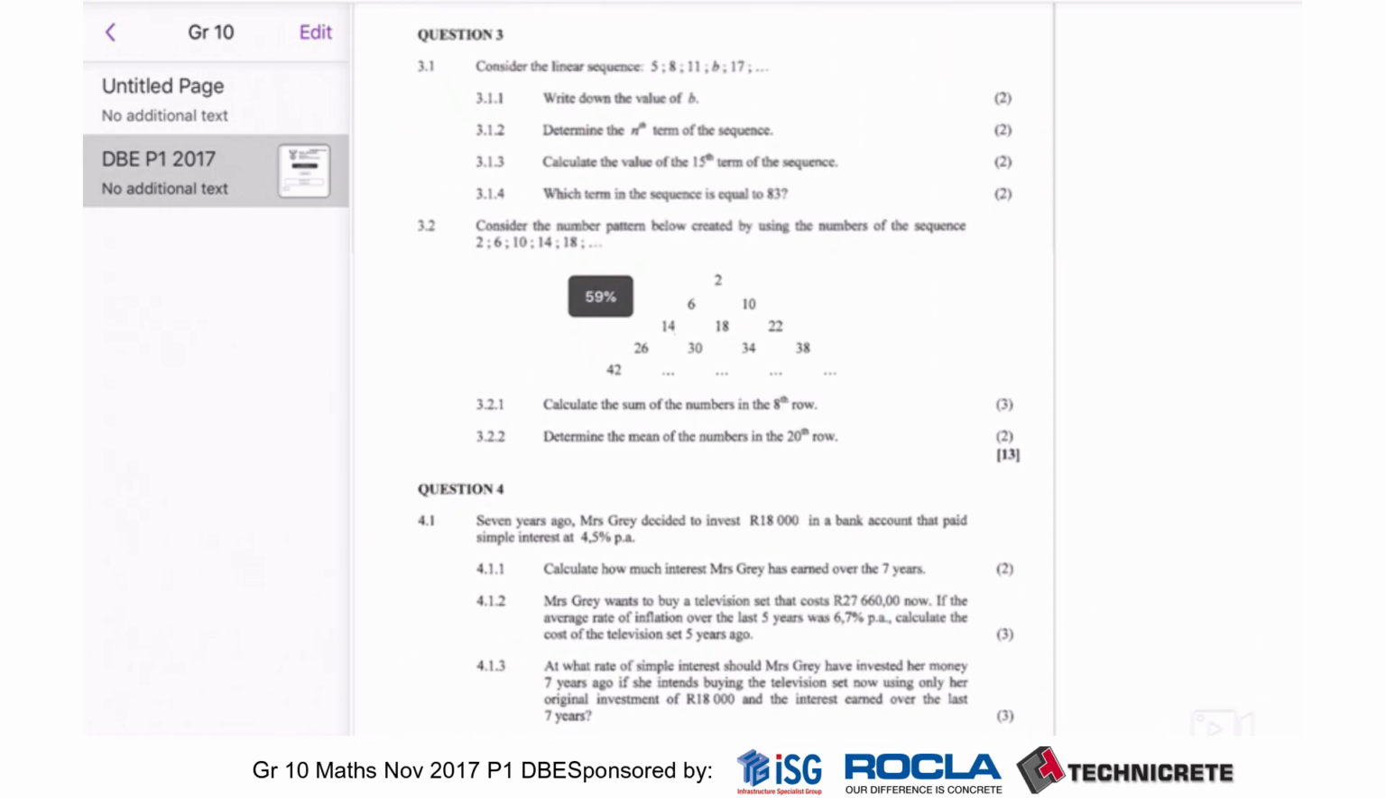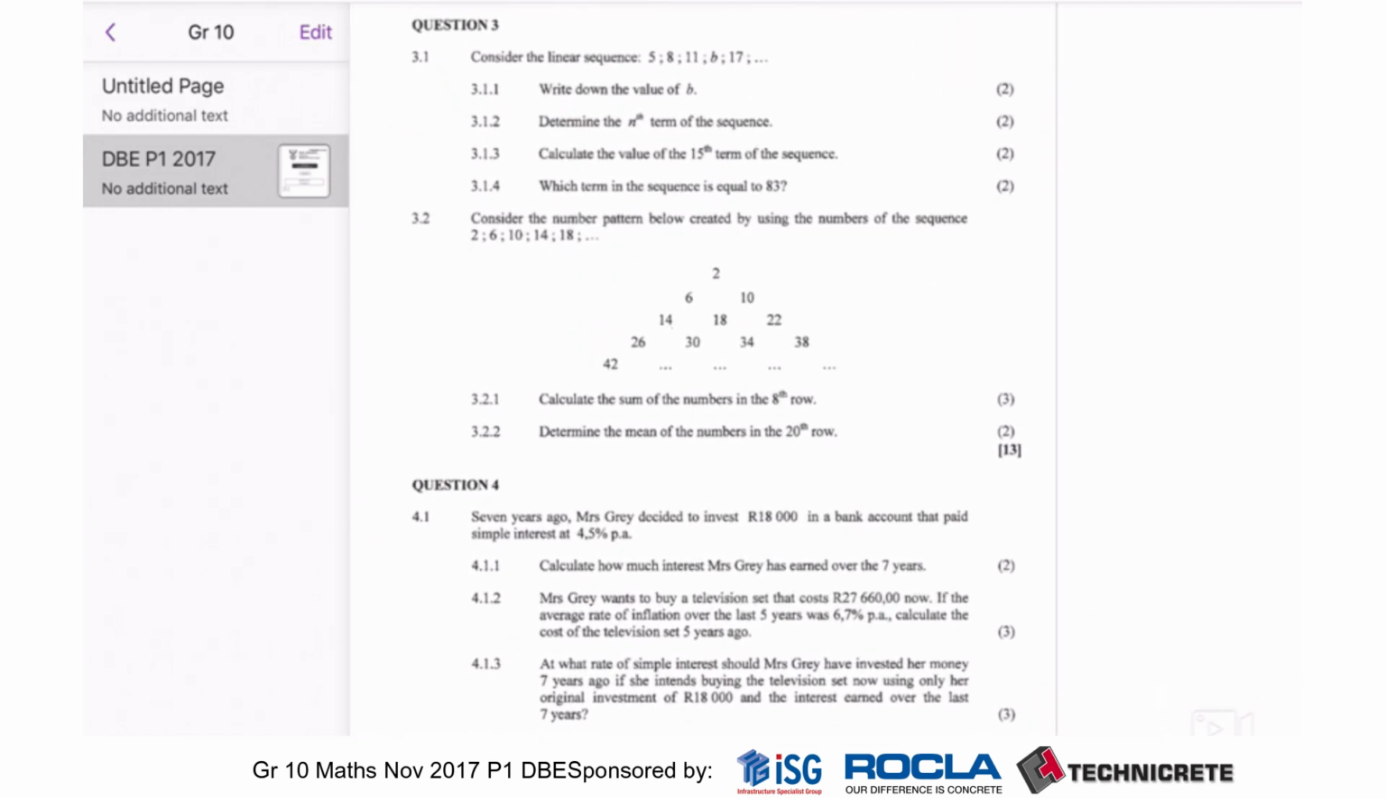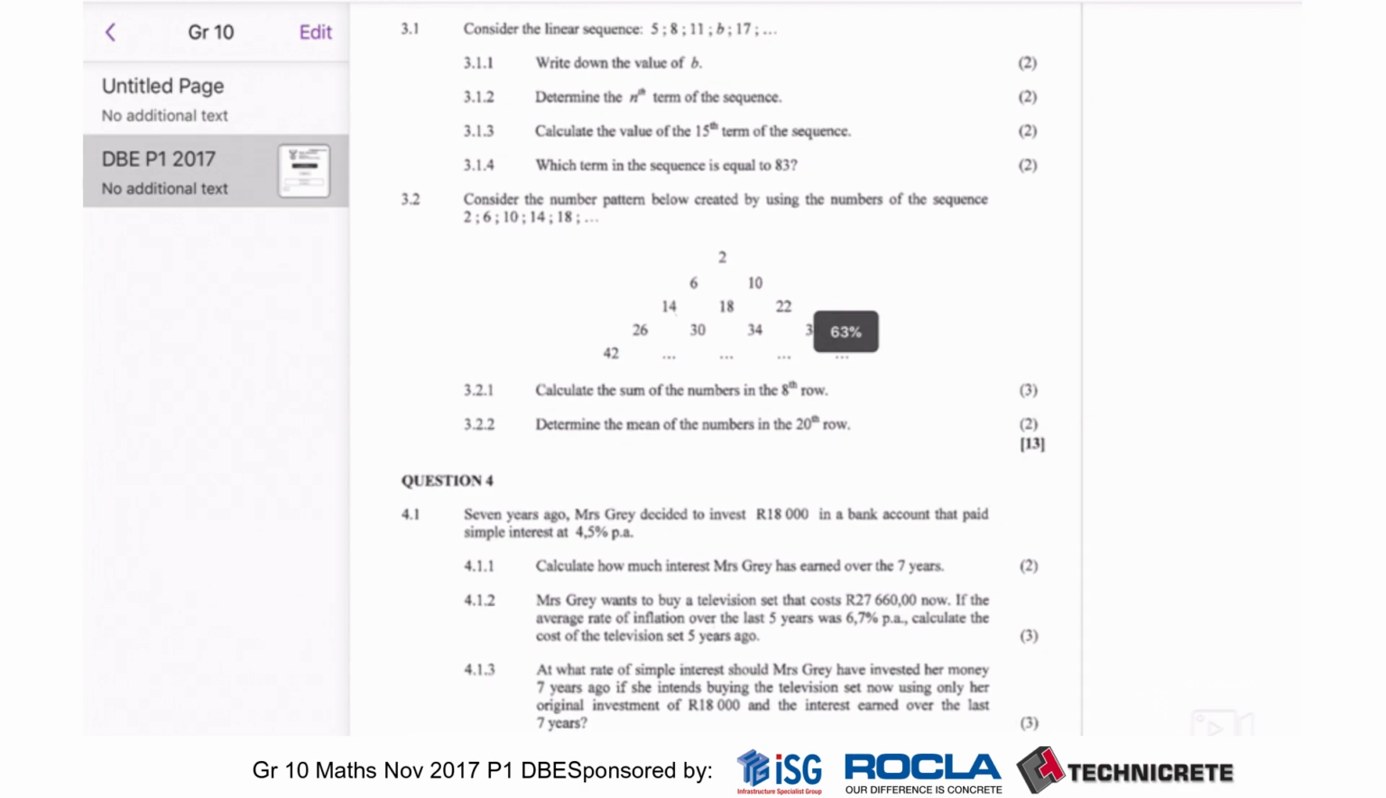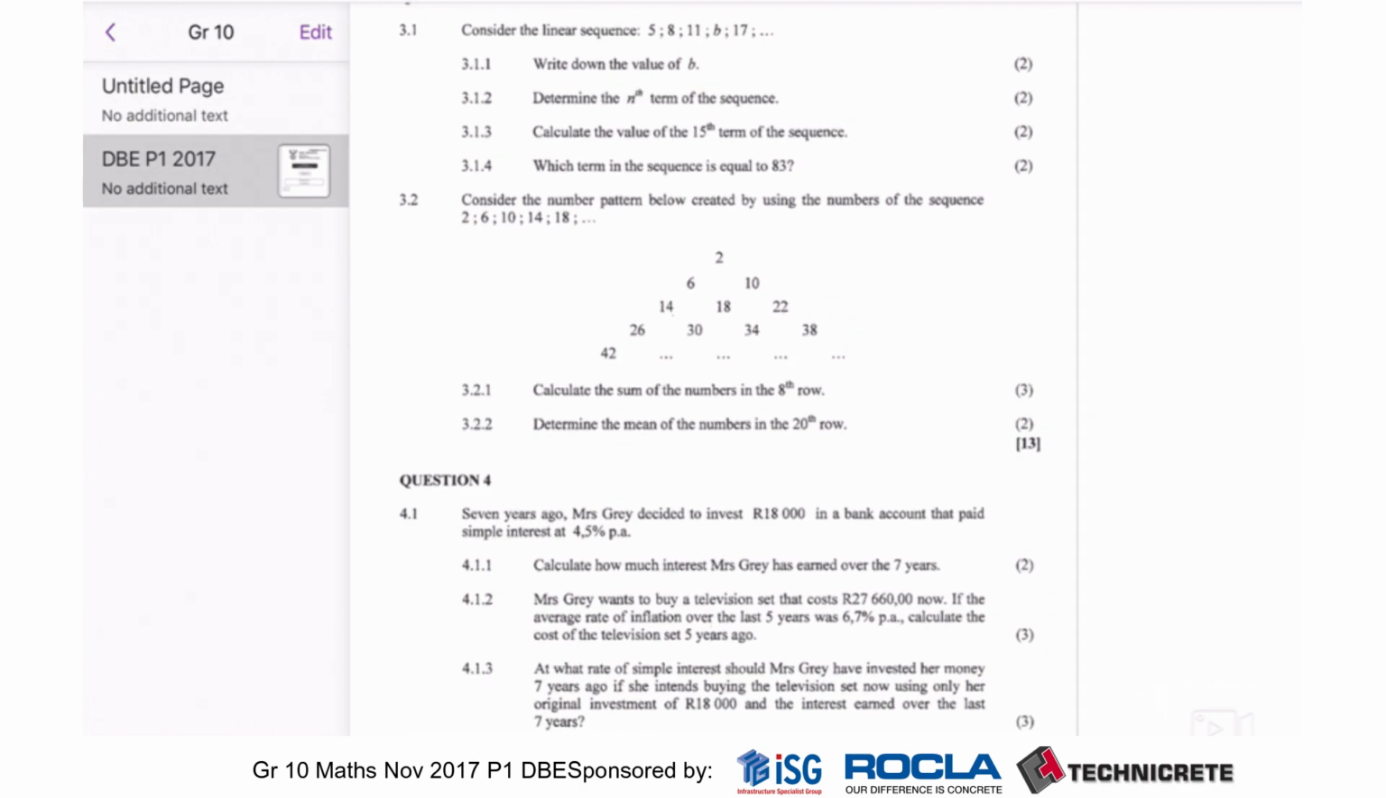Okay. Consider the number pattern created below by using the numbers of the sequence 2, 6, 10, 14, 18. So they're using those numbers and they've created this pattern in rows. First question says, calculate the sum of the numbers in the 8th row.